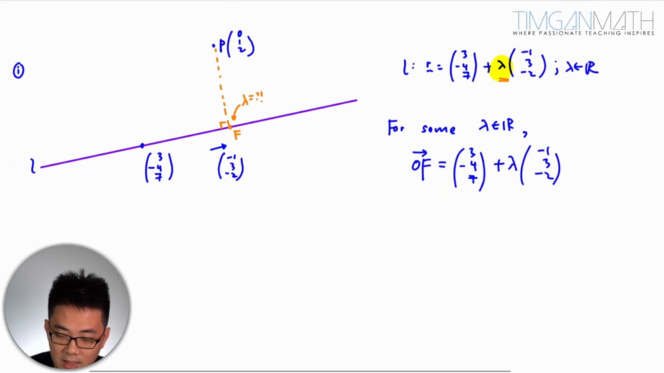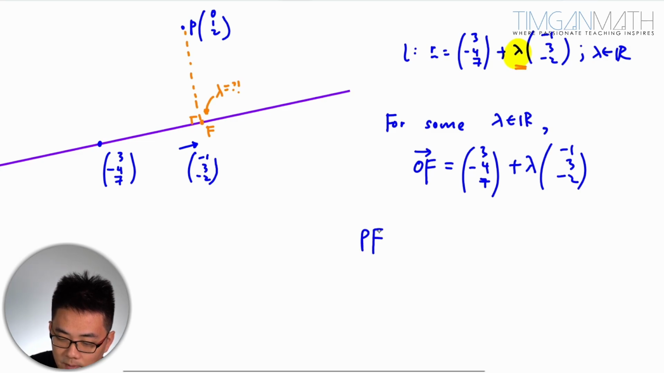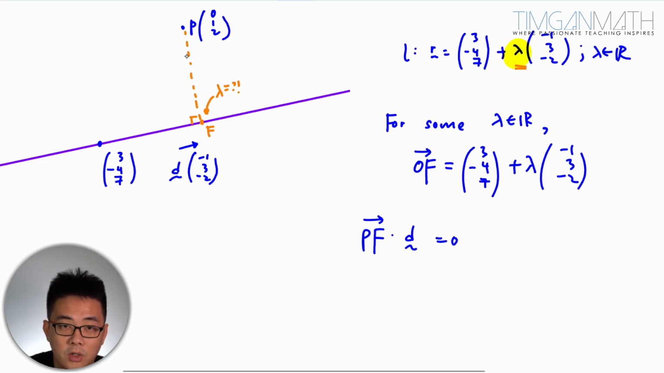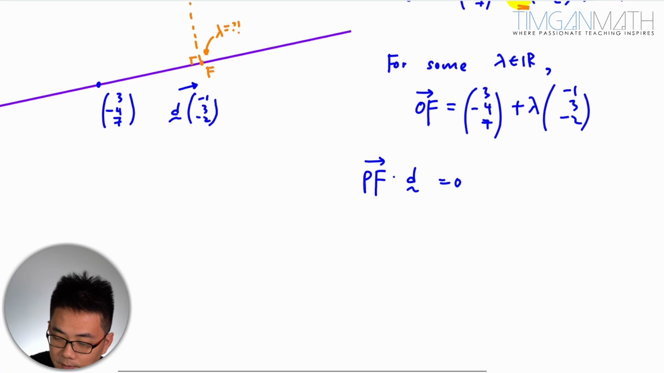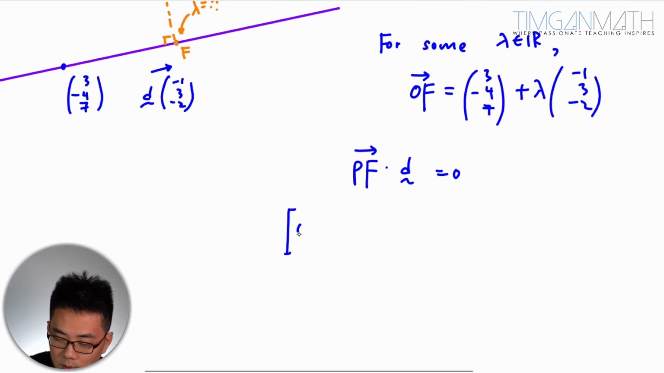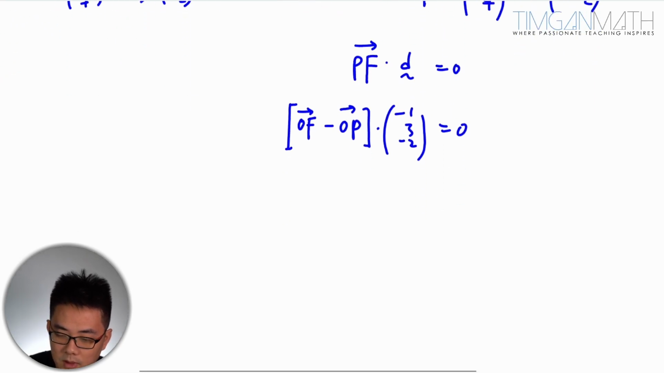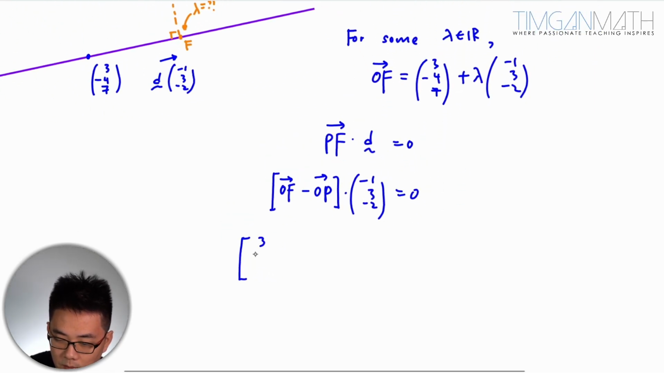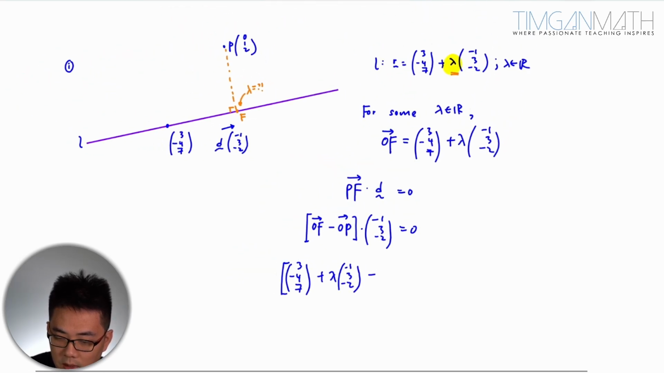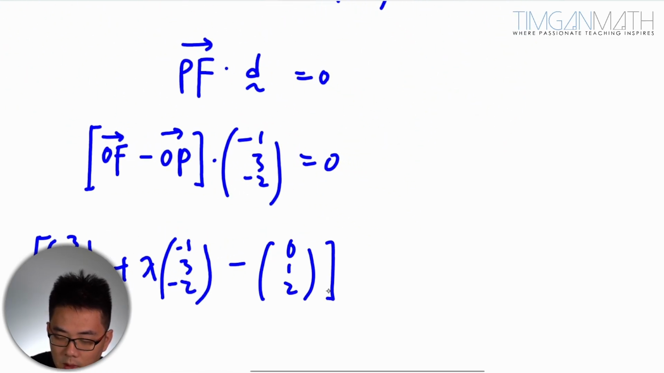Because I know this is 90 degrees, I can take PF dot with D, the direction vector, and it will be 0. So we take OF minus OP, dotted with (-1, 3, -2), equals 0. OF is (3, -4, 7) plus lambda (-1, 3, -2), minus OP, which is (0, 1, 2), and that is dotted with (-1, 3, -2) equals 0.